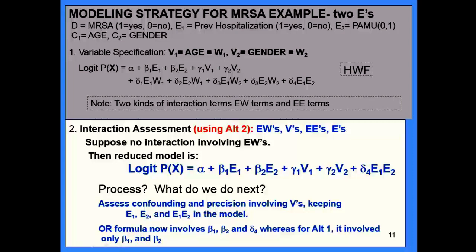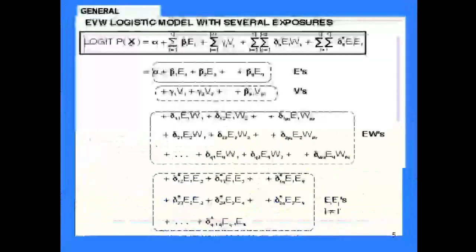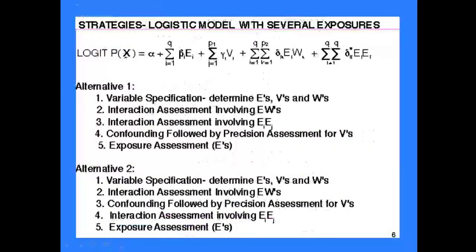Have I gotten rid of the E1 times E2 yet? Why haven't I? Because that's not the second stage. The second stage was only do the EW terms. So I've gotten rid of the EW terms, but I still have this to worry about. Well, when I'm using alternative 2, what's the next step? Go back to this. Next step is confounding, not testing for the product term. That's the next step for alternative 2.